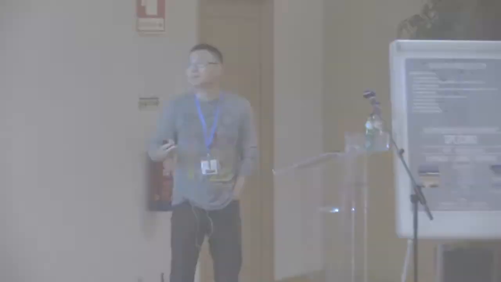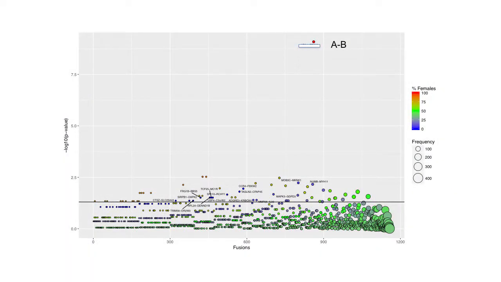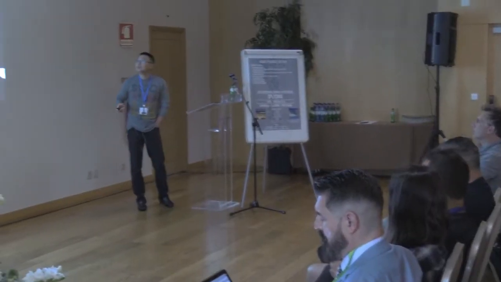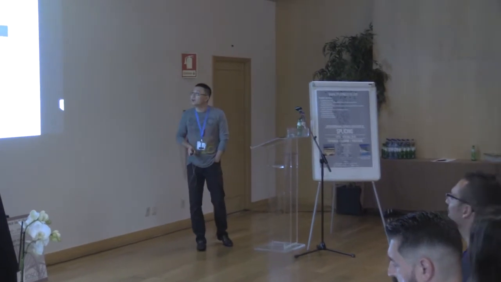But this is actually a bubble plot where we look at the GTEx data, about 400 different individuals' blood samples, and then look at how biased the fusion RNAs are being expressed in a sex-specific manner. And this particular one really jumps up, and it's only detected in females. None of the male samples were positive for this particular fusion. So this fusion is a female-specific fusion RNA.